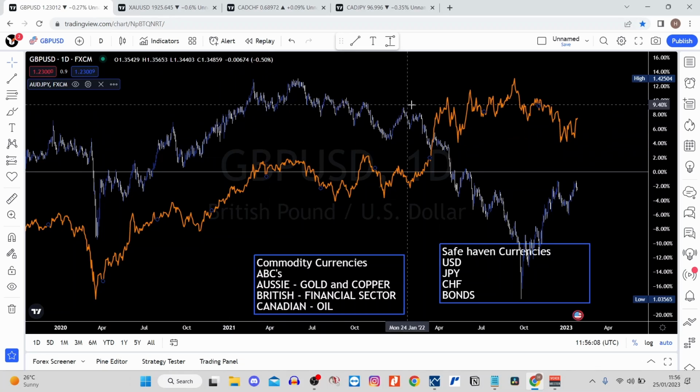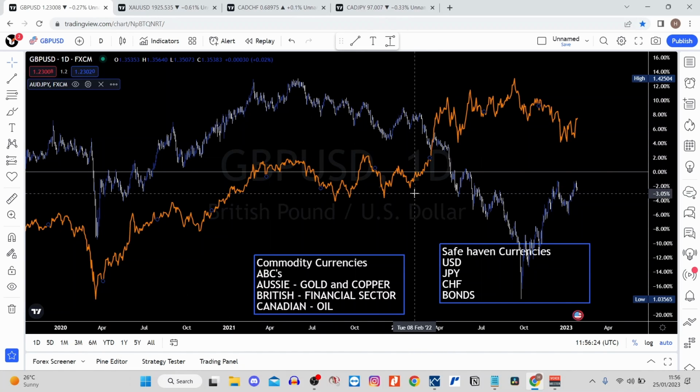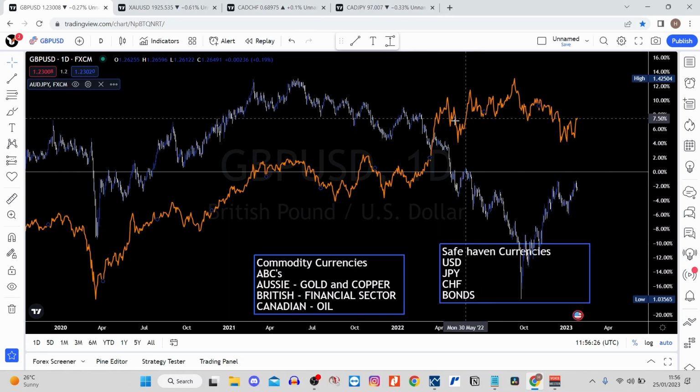Now, when we get to a place like this, whereby there's a dislocation between the risk-on sentiment and price, we start to understand that the Aussie yen is the first level of filtering before we look into other aspects of trading.